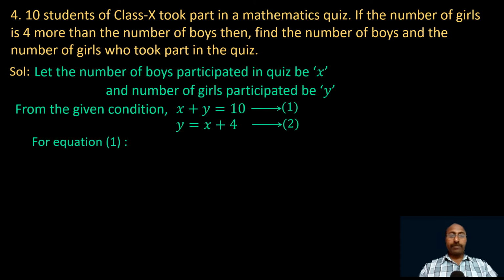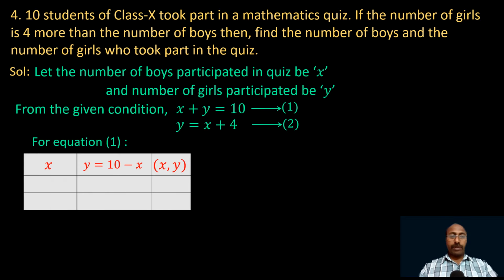From equation 1, draw the table for the equation x plus y equal to 10. As x plus y equal to 10, we have y is equal to 10 minus x. So draw the table with x, y is equal to 10 minus x, and the point x comma y. If we take x equal to 4, then y is equal to 10 minus 4, that is 6. Then the point is 4 comma 6. And if we take x equal to 5, then y is equal to 10 minus 5, which is equal to 5. So the point is 5 comma 5.